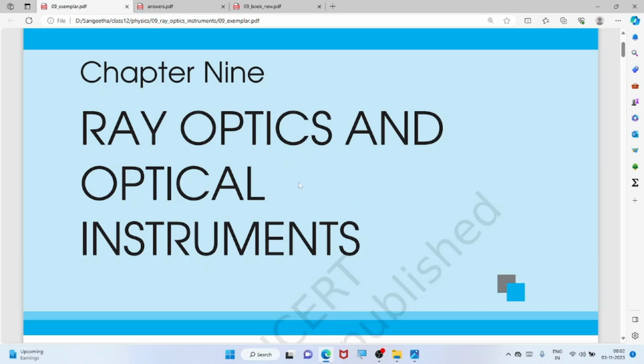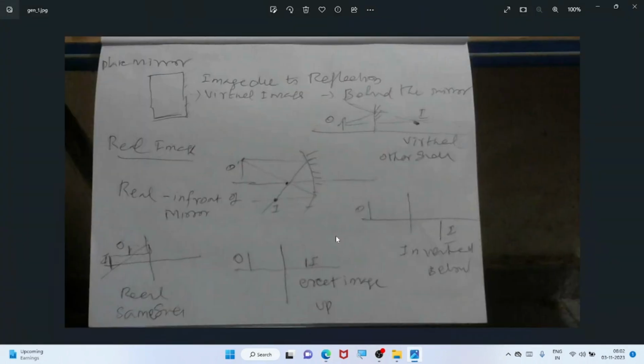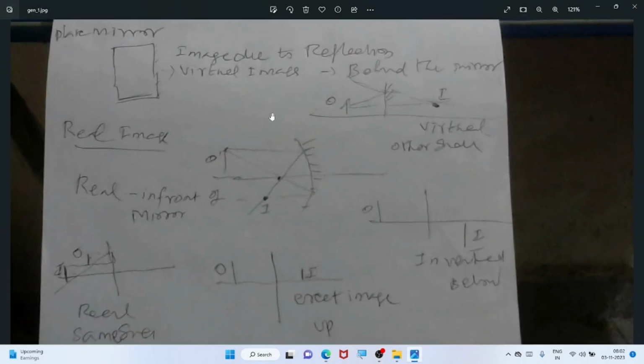Okay, now we will go through the exemplar problems in the class 12 physics chapter 9, ray optics and optical instruments. So I'll show you some basic things.